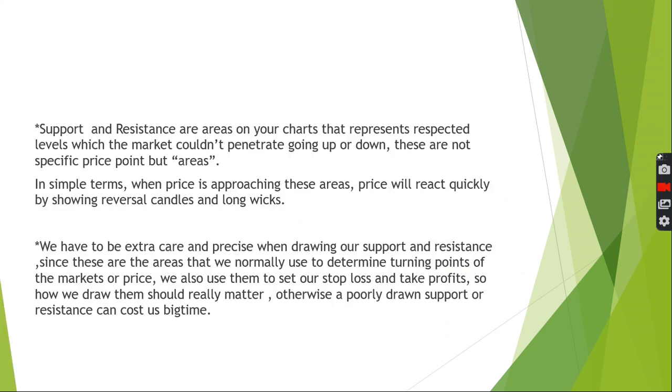Support and resistance are basically areas on your chart where price is respecting. These are areas in your charts where price is failing to penetrate, either going upwards or going downwards. The upper one being resistance and the down one being support. As simple as that. These areas price is respecting and price doesn't seem to go through them.